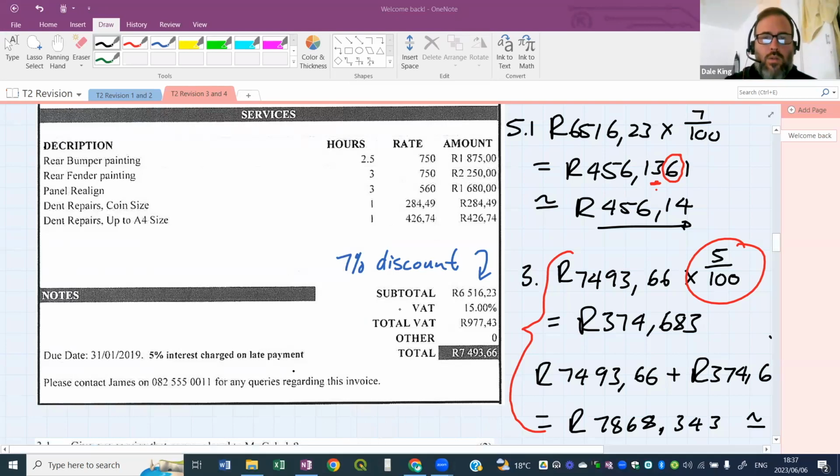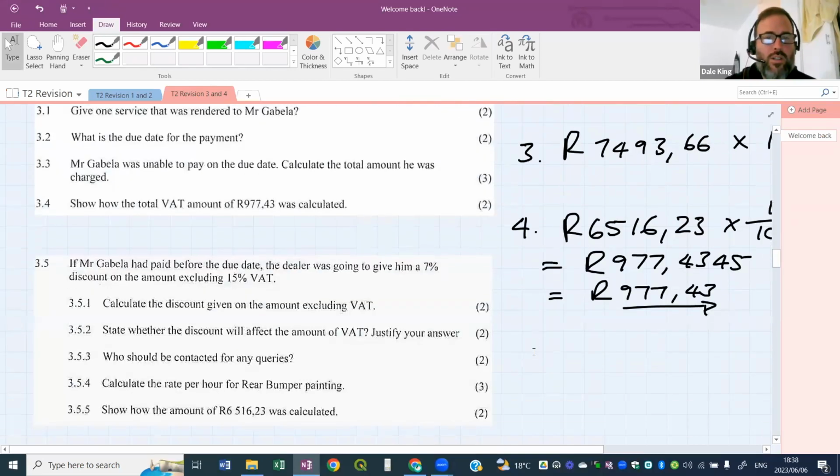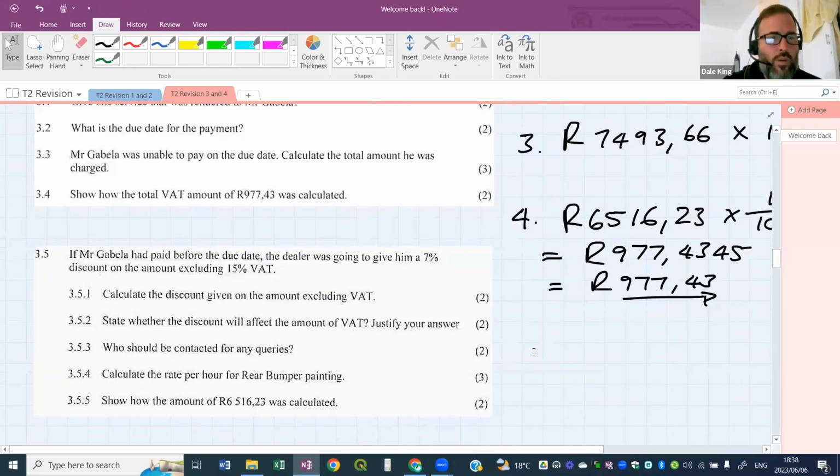Let's see what the next question is. We're making good progress here. I don't know if you guys have noticed, but so far this question is a lot of percentage calculations. 3.5.2, state. It doesn't say calculate, it just says state. State whether the discount will affect the amount of VAT and justify your answer.